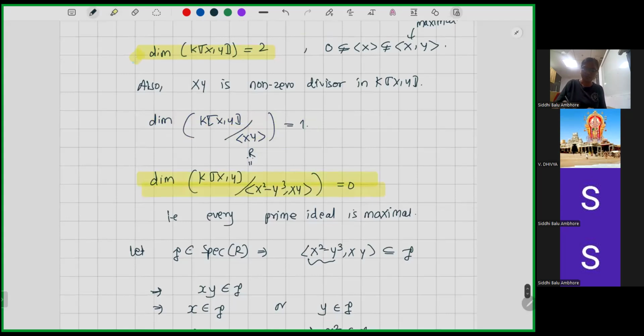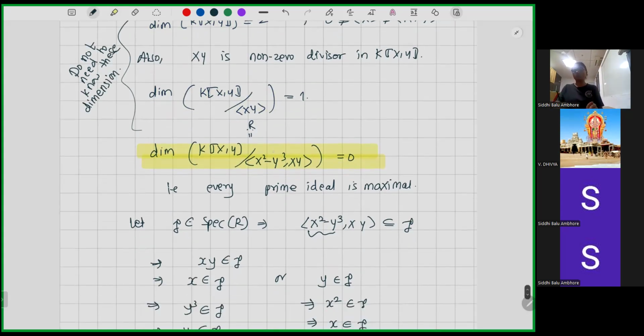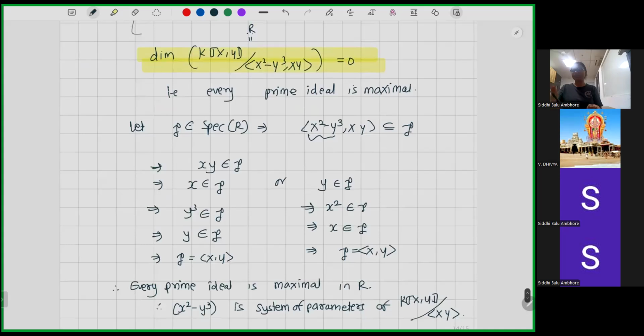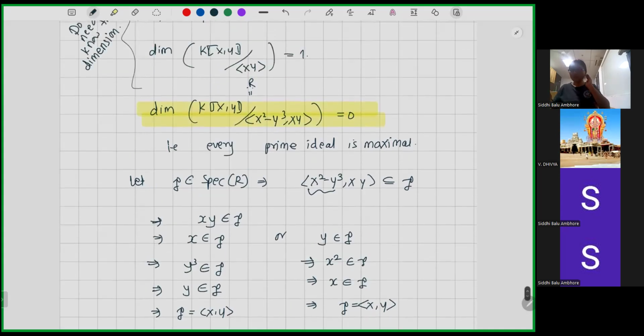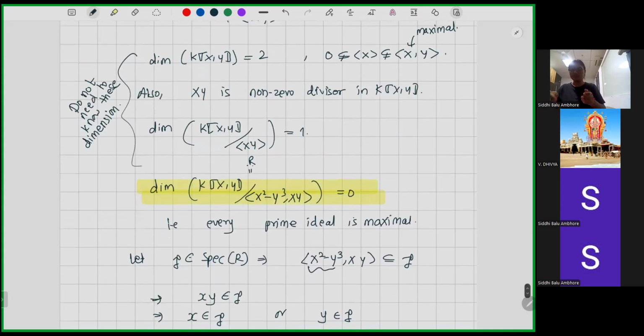Let me write here: we do not need to know these dimensions. We only care about the dimension of this. Once I have the dimension of this to be zero, I can say that x square minus y cube is a system of parameters of k[[x, y]] quotiented by the ideal generated by xy.